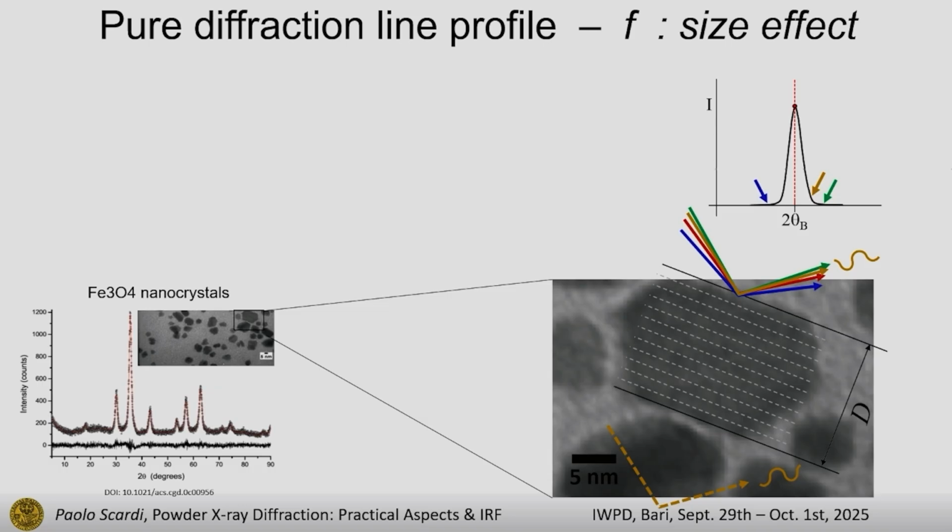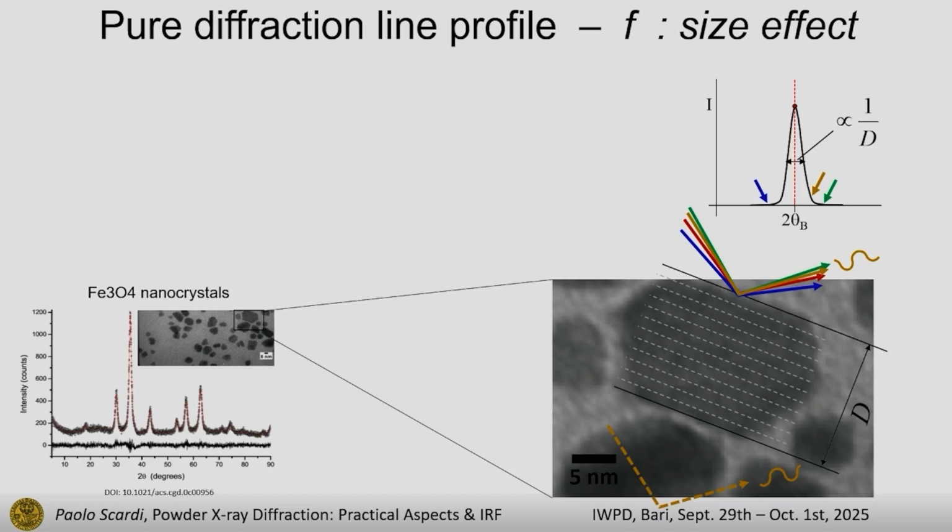That's the reason why the size of the crystal, the thickness, remember, thickness along the scattering vector direction, so perpendicular to the diffracting plane, is the reason why we do see a broadening of the peak. And it is quite obvious that the width of the peak is going to be proportional to the inverse of the size. So the bigger the crystal, the narrower the peak, and vice versa.